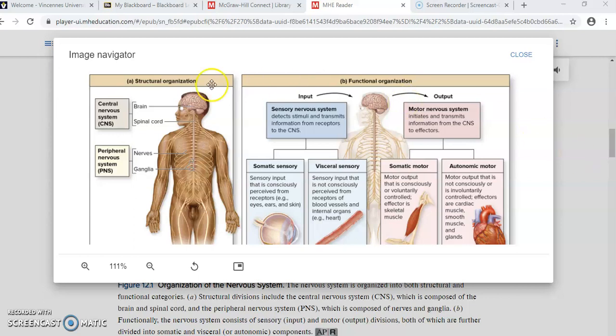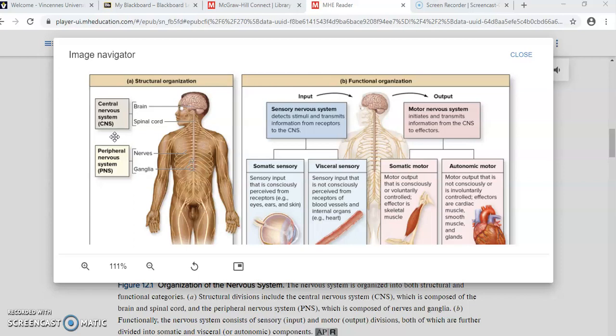And one way is the structural organization. So we break down the parts of the nervous system into two major divisions or components. And you probably have heard of these terms. So one is the central nervous system, which we usually abbreviate CNS, and that includes the brain and spinal cord. They're in the center of the body.